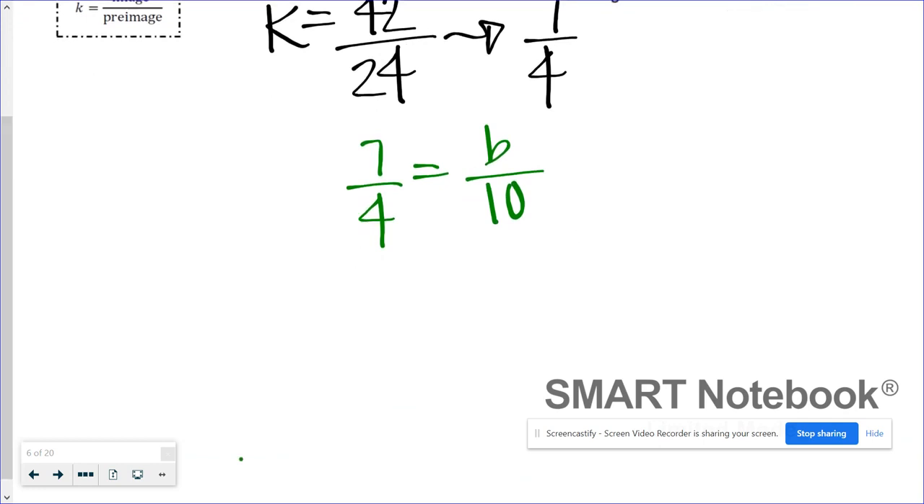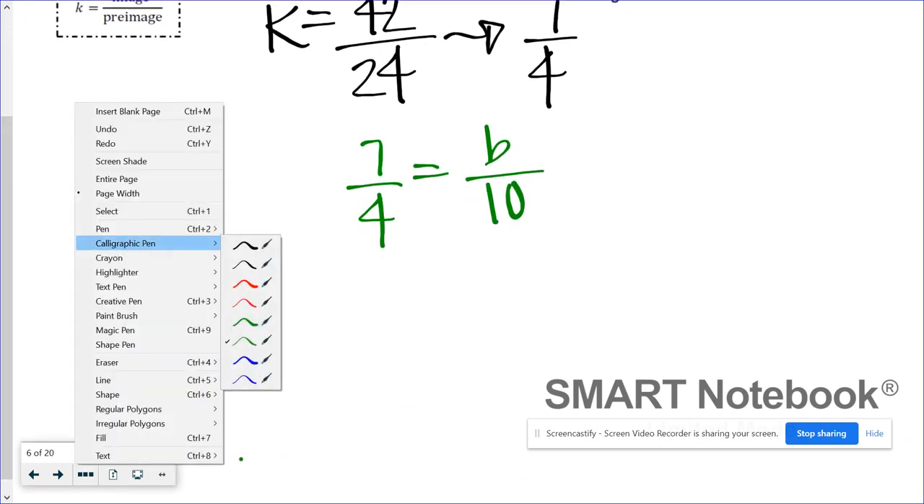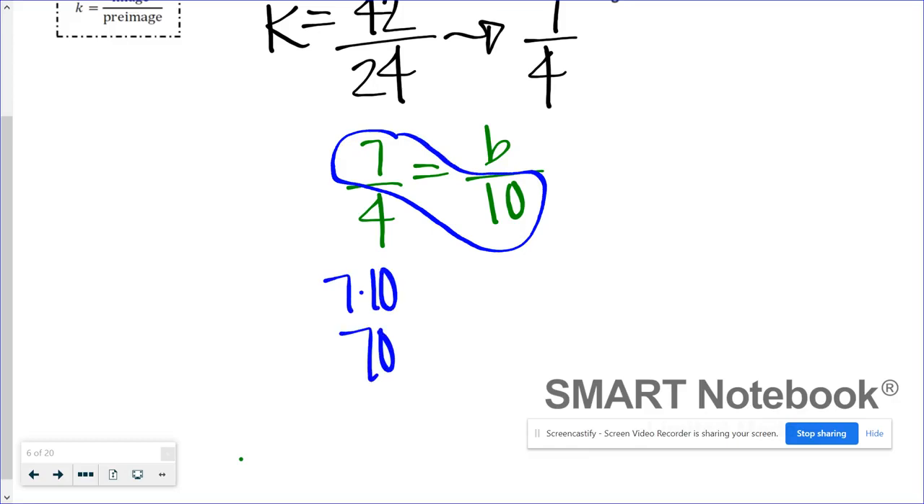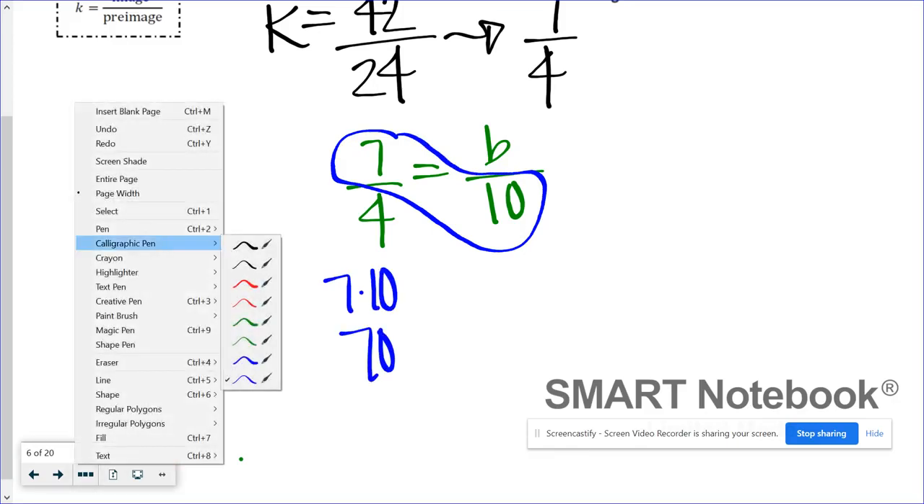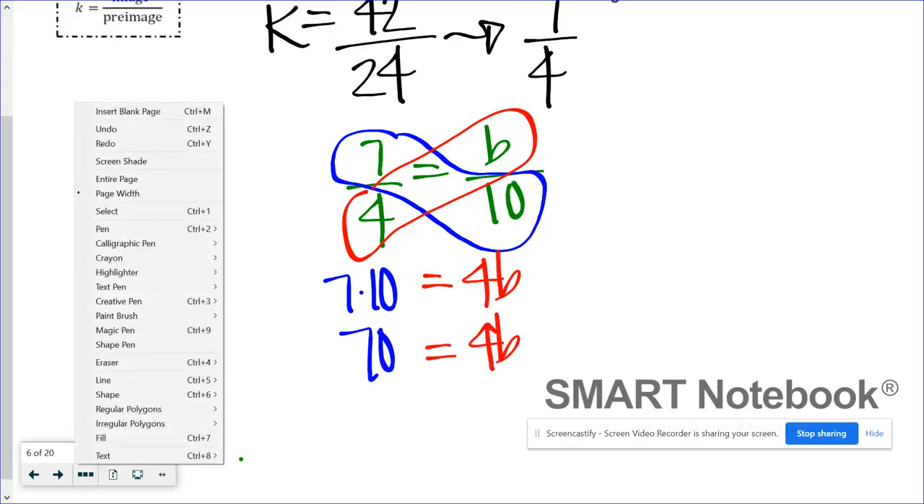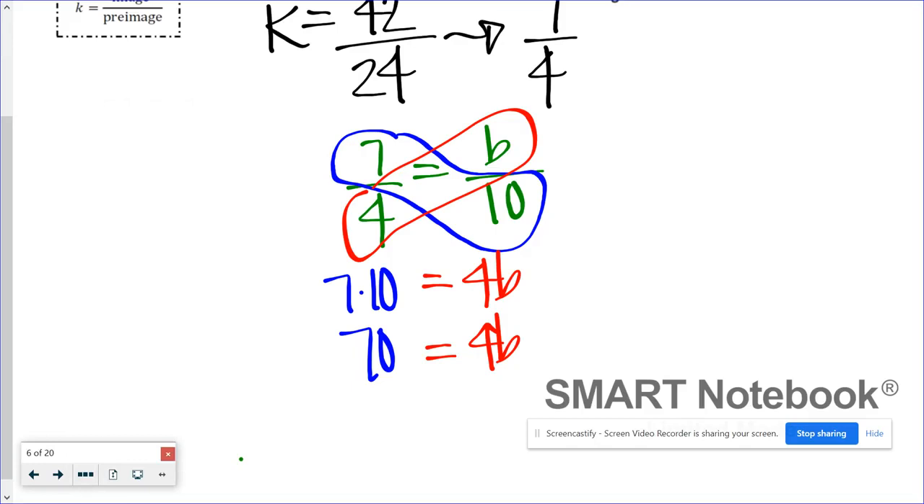And then I'm simply going to solve this proportion using the cross product property. So in the cross product property, I find my cross products. So I go 7 times 10, and that's 70. And I say that this is equal to 4 times B. Okay, that's the cross product property. And then, of course, using our amazing algebra skills that we entered this class with, we divide both sides by 4, and we get that B is equal to 17.5.